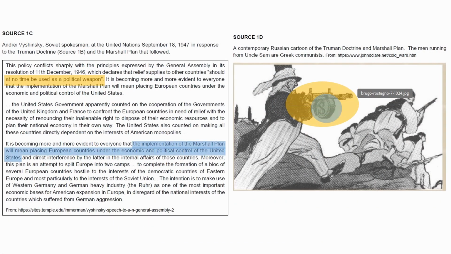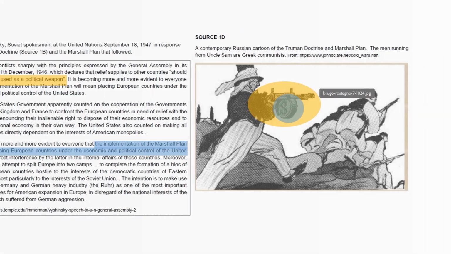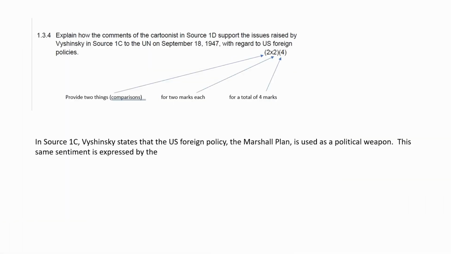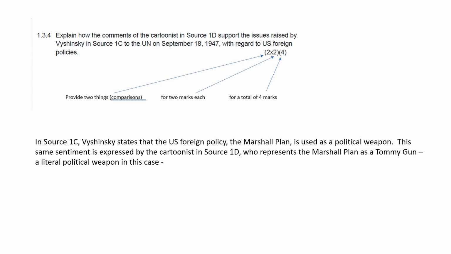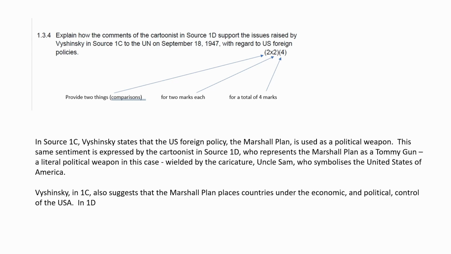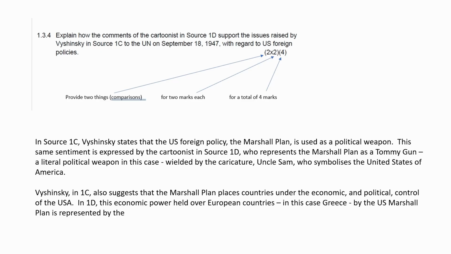Source A says this, and source B shows us something similar by whatever. That's 2 marks. And you've got to do it again. Source A also says something, and source B shows that similarly by whatever. So that's 2 comparisons. One could argue 4 references, A, B, 2 times 2, 2 comparisons for 2 marks each is 4.